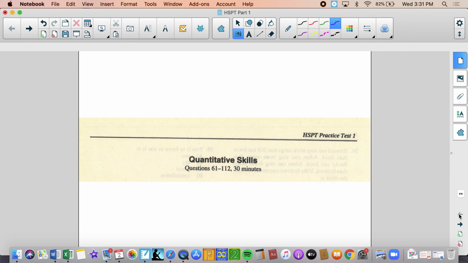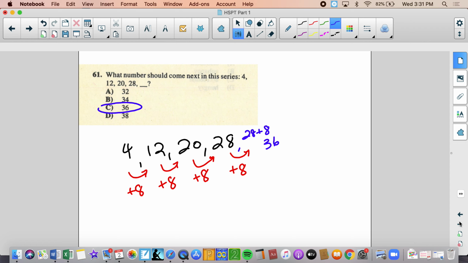Let's go back to this first one. Because each step is the same, we know that this is a linear equation, meaning I could write an equation to represent this series. So if this is the first, second, third, fourth, how do I do the fifth? Well, that equation would be y equals x plus, not x plus 4, but 4x.